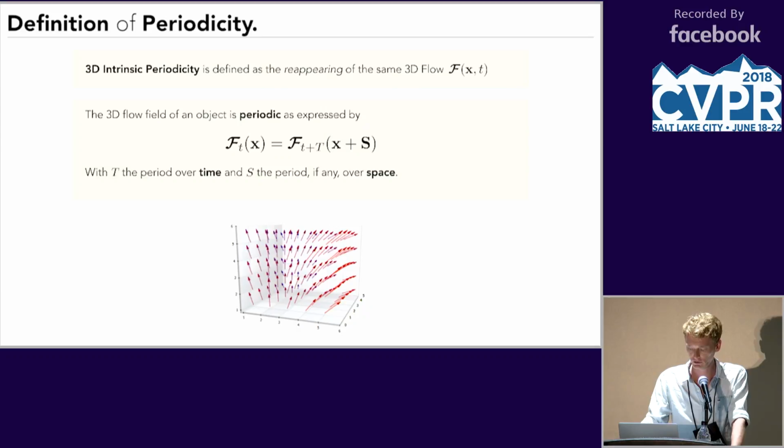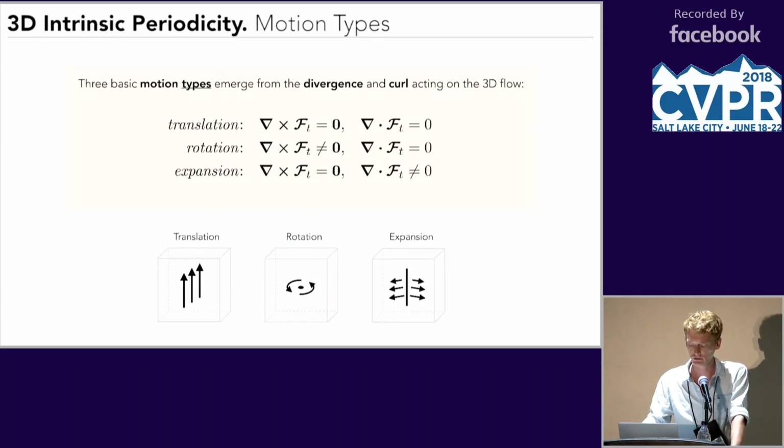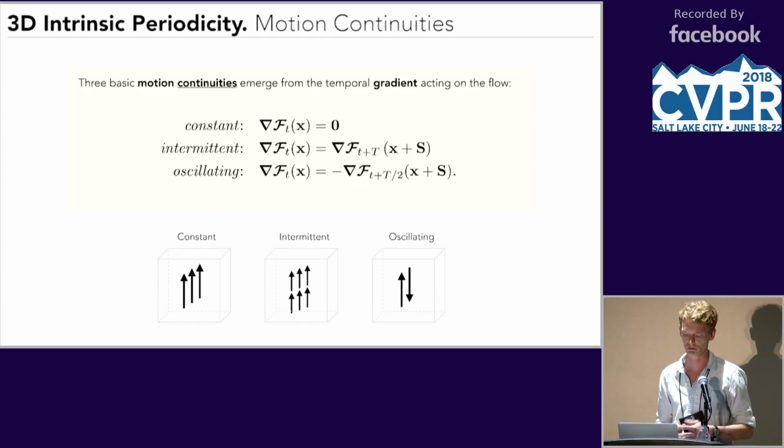The starting point for our theory is the 3D motion field. We follow a first-order differential approach using the operators divergence, gradient, and curl to arrive at the categorization of periodic motion types. Specifically, the spatial differential operators divergence and curl are used to derive 3 fundamental motion types: translation, rotation, and expansion.